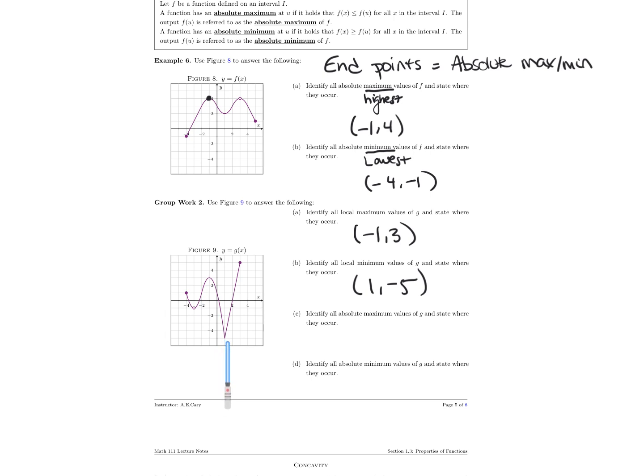So this can also count as our absolute minimum as well. So it will also be (-1, 5). So these are in fact the same.